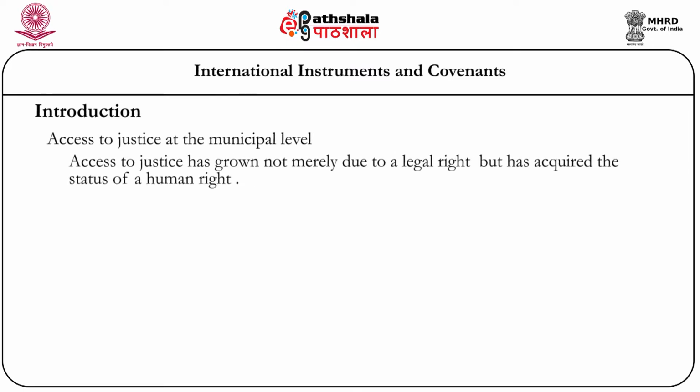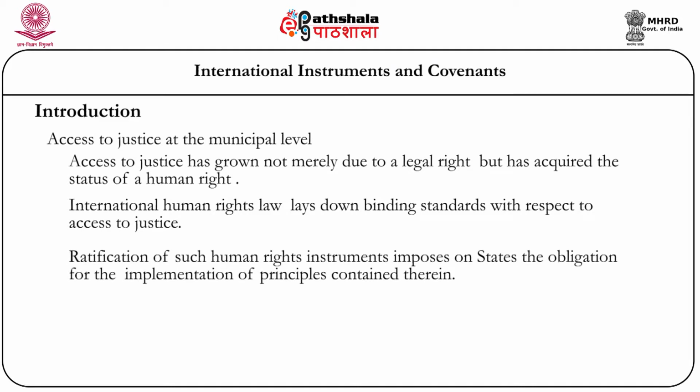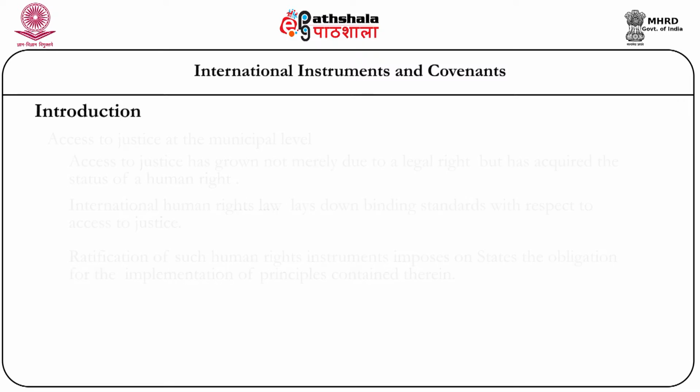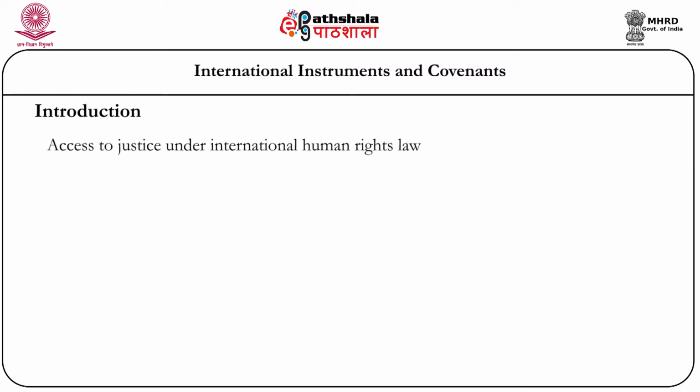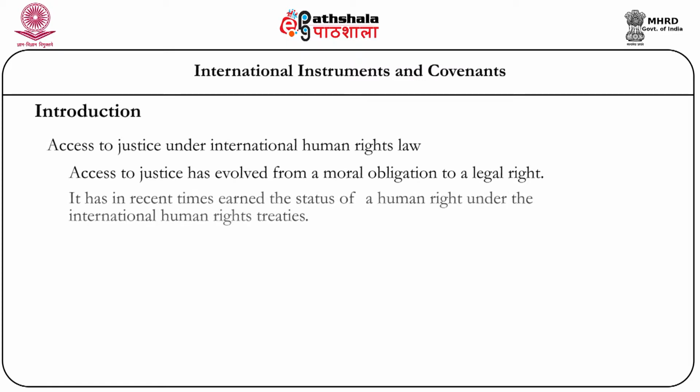Access to justice has grown not merely due to legal right, but has acquired the status of human rights. International human rights law lays down binding standards with respect to access to justice. Ratification of such human rights instruments imposes on states obligation for implementation of principles contained therein. Access to justice under international human rights law. Access to justice has evolved from a moral obligation to a legal right. This legal right in recent times earned the status of human right under the international human rights treaties.